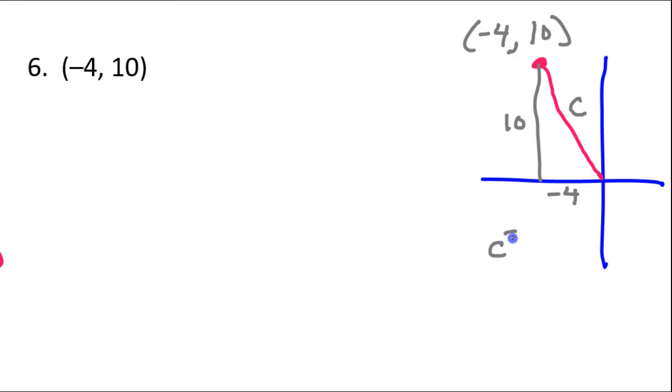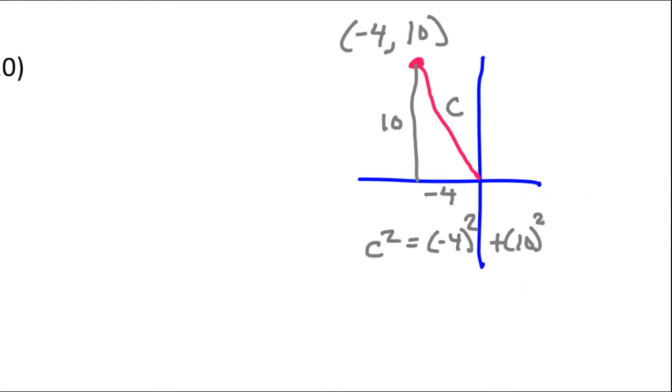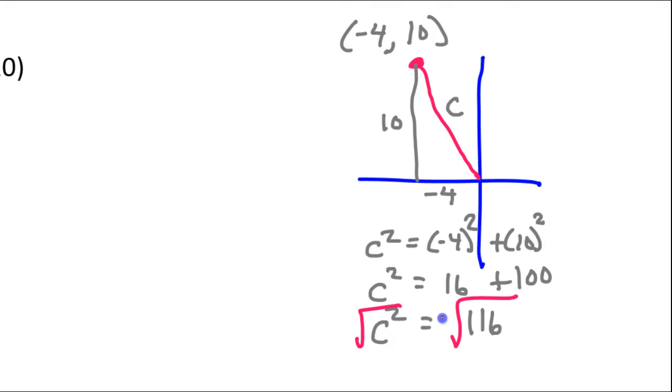So C squared is going to equal A squared plus B squared. So C squared is going to equal 16 plus 100. So C squared is going to equal 116. To find the answer, of course, I will do the square root of both sides.